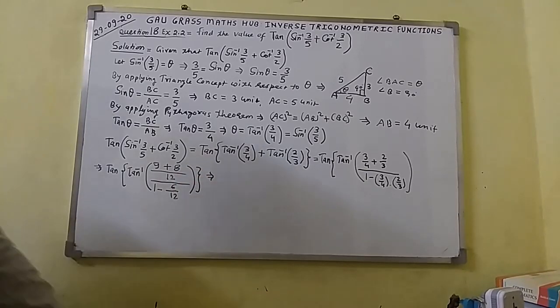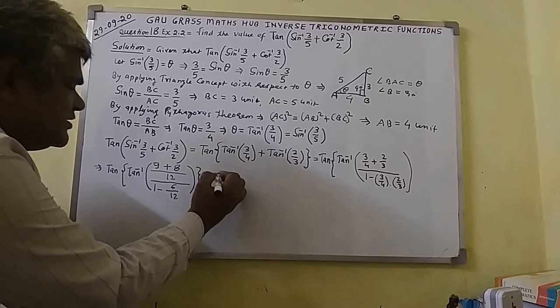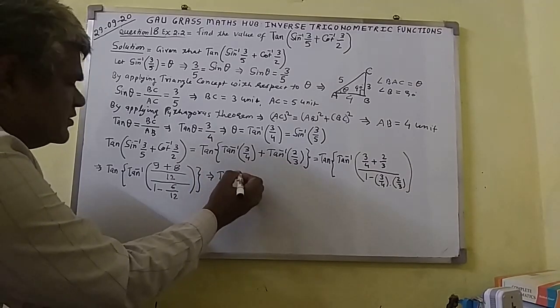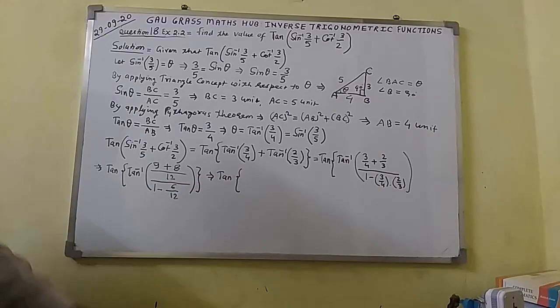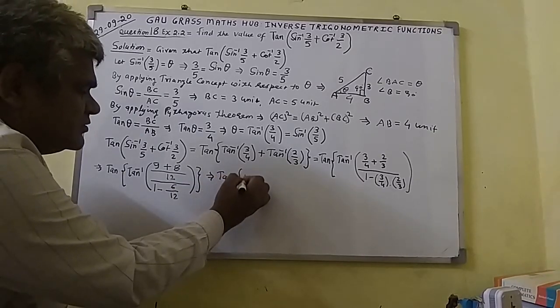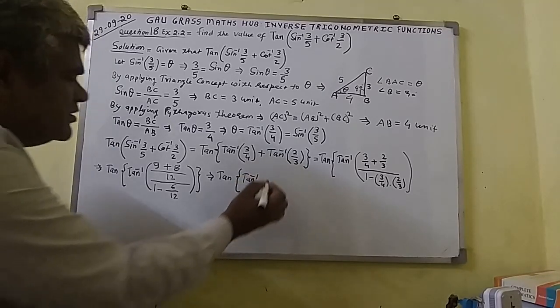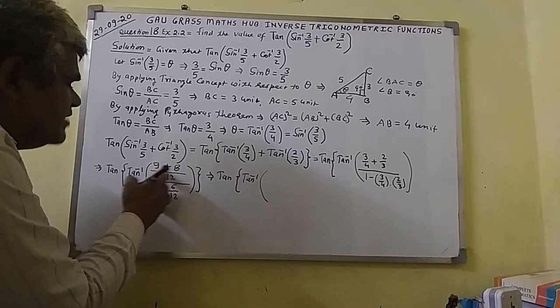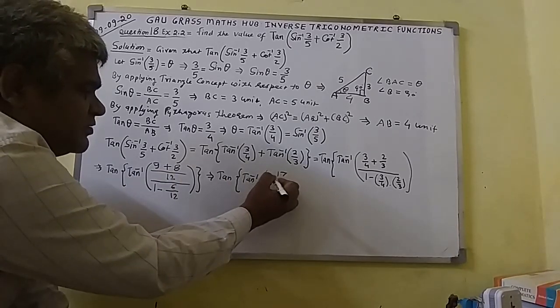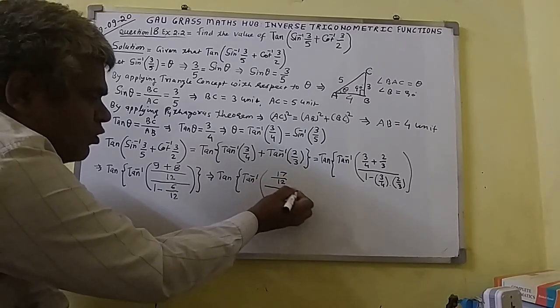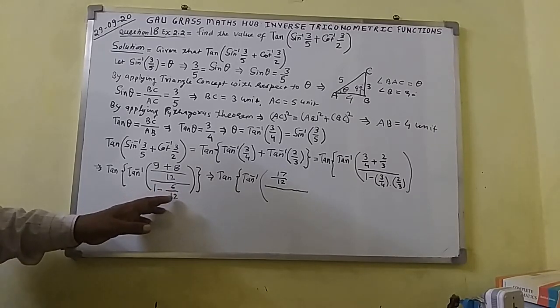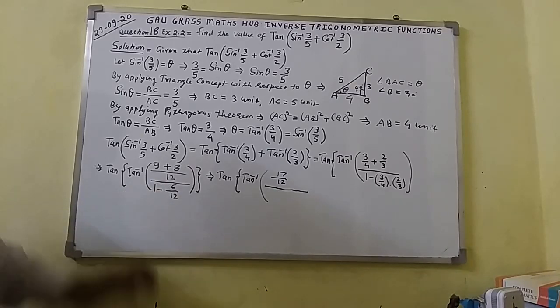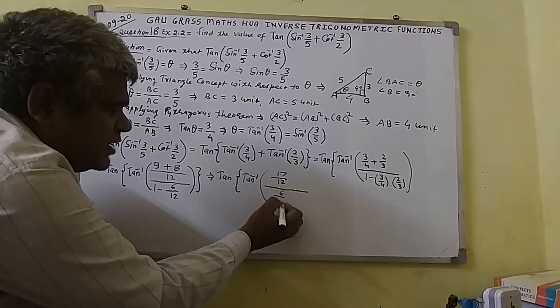Implies that here you can write tan, open curly bracket, tan inverse, this will become 9 plus 8, 17, so 17 over 12, whole over, this you have to calculate, 1 minus 6 over 12 comes out to 12 minus 6, 6. So 6 over 12 it will become.